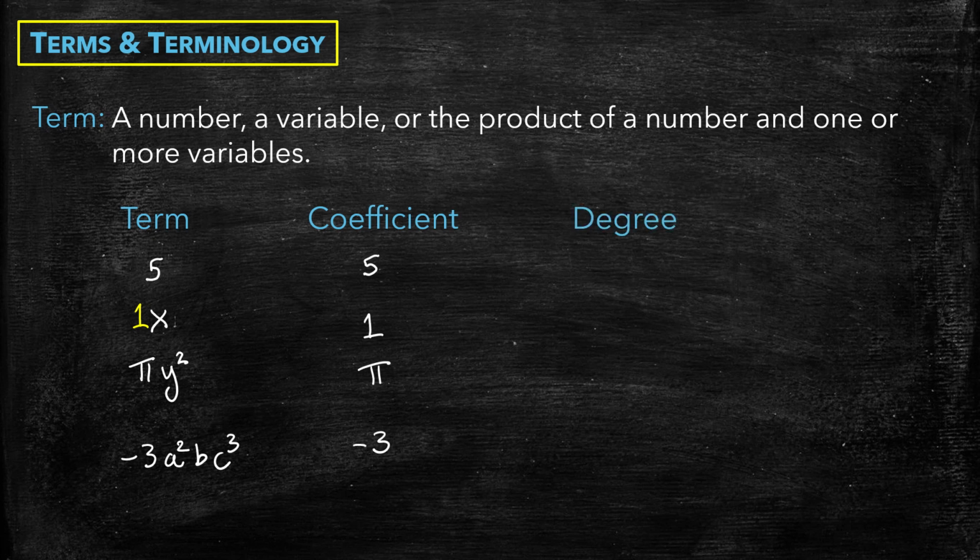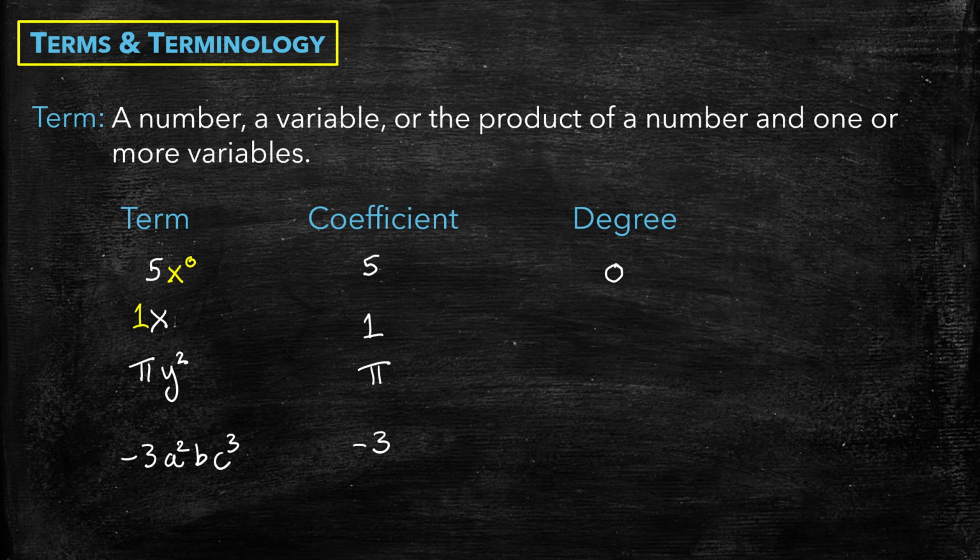Now we have to talk about the degree. The degree is the exponent of the variable, or if there's more than one variable, the sum of those exponents. Now, in the first case, it doesn't look like there's a variable next to the 5, but if we acknowledge that this could be 5x to the 0 or 5y to the 0, whichever variable you want to use, the degree is 0. So any constant term, any term that's just a number, always is a 0 degree term.